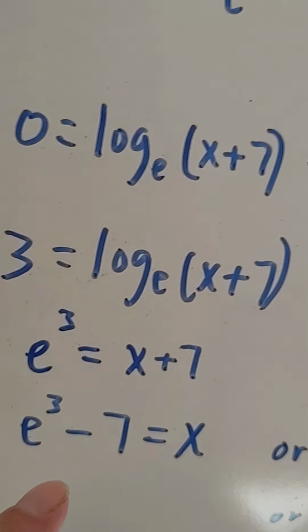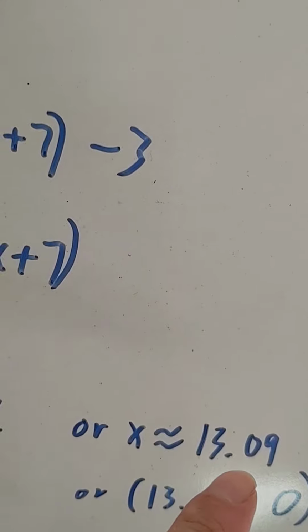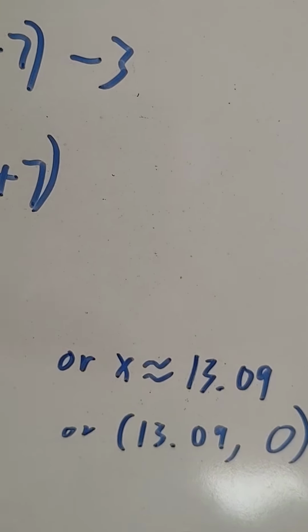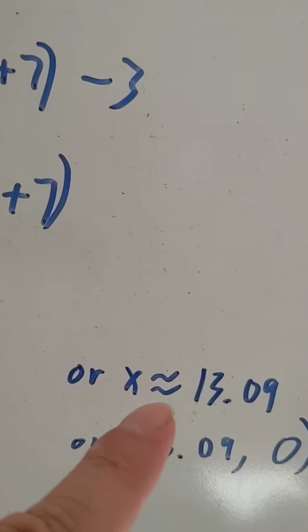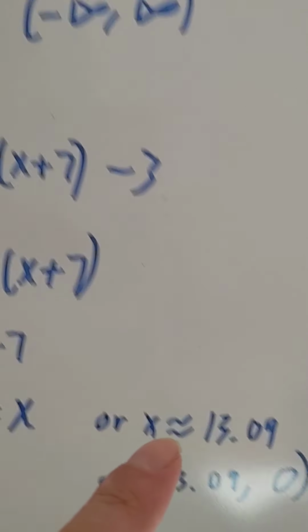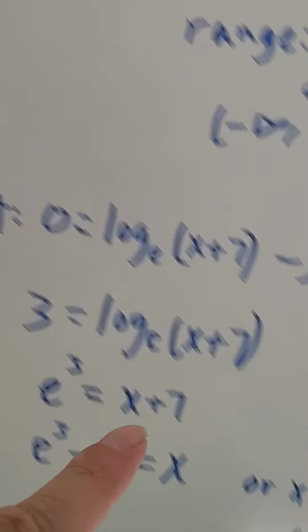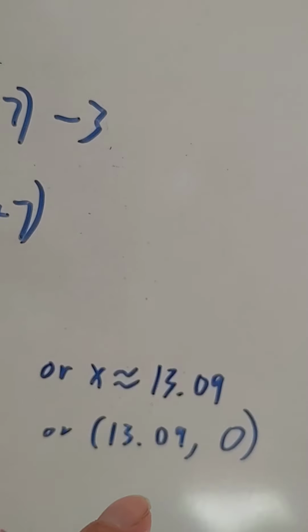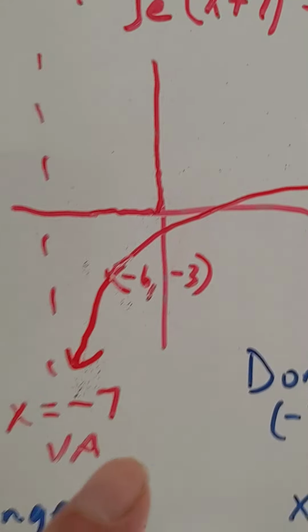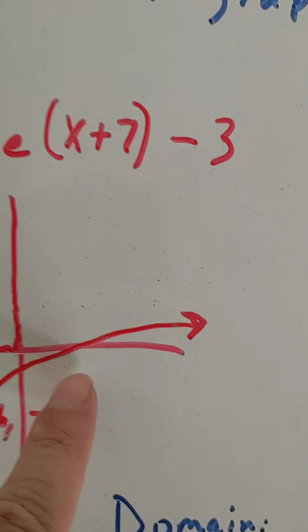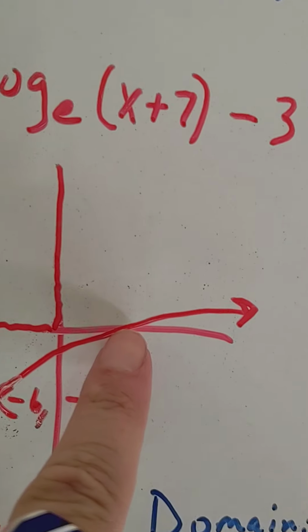This is the exact answer right here, but this is a good approximation, or you can write it as an ordered pair, because this isn't just any x, it's the x-intercept, since we let y equal 0. So there's the ordered pair. And let's make sure our graph does go through. Yeah, that looks like it could be 13.09 roughly.